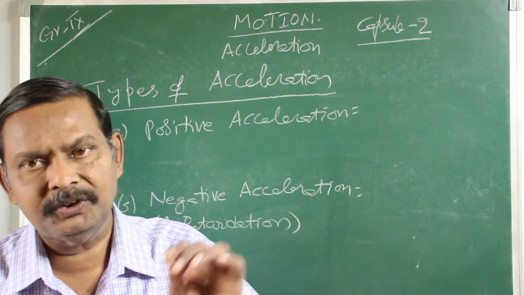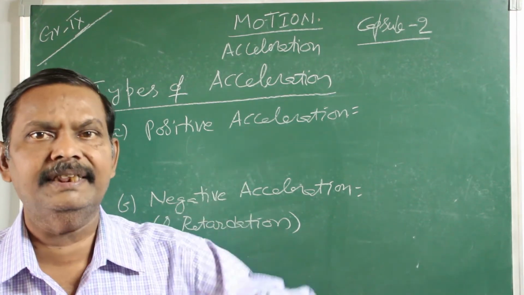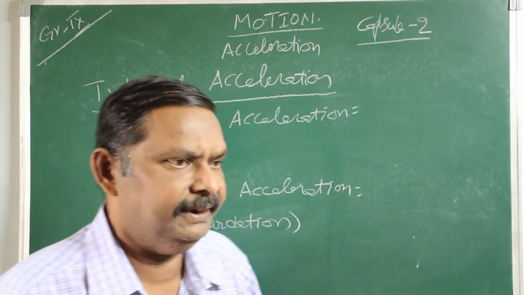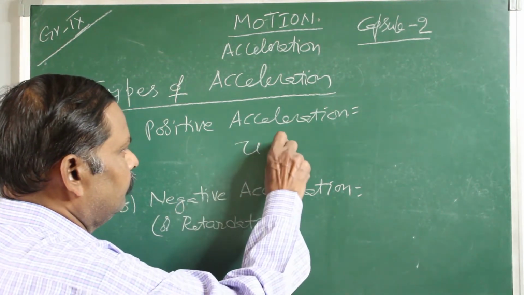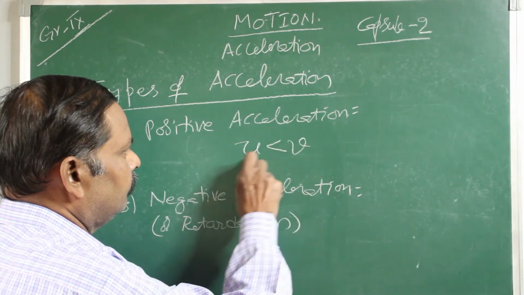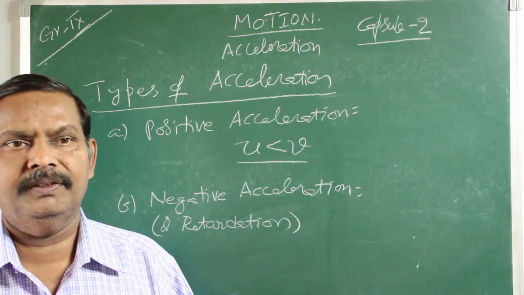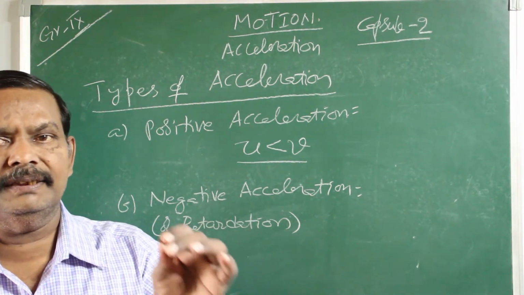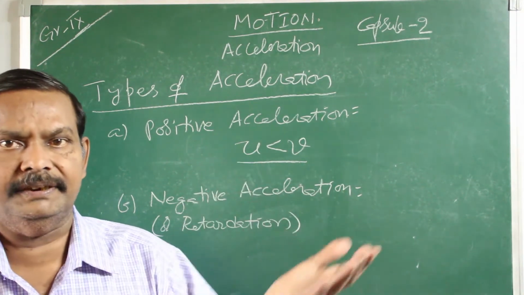In the case of positive acceleration, initial velocity is always less than the final velocity. That is, u is less than v. Initially, the body has less velocity, and with time, the velocity of the body is increasing.